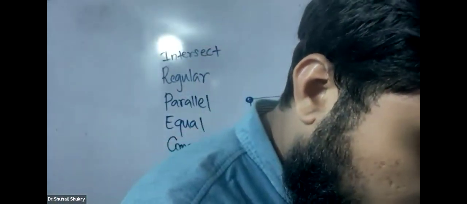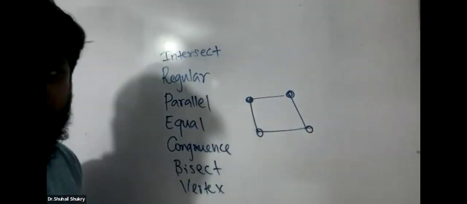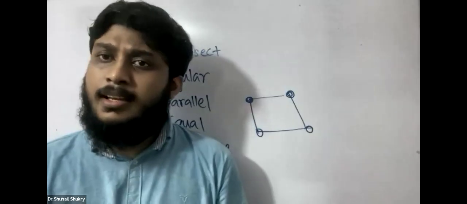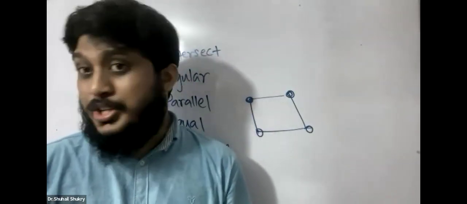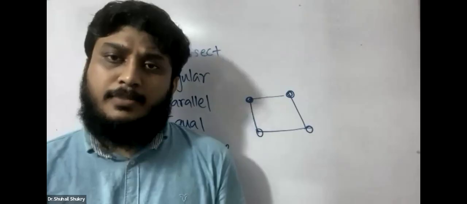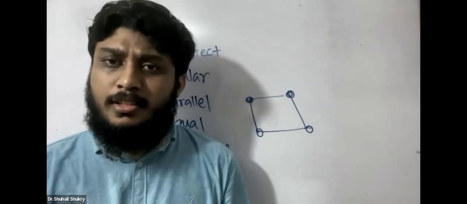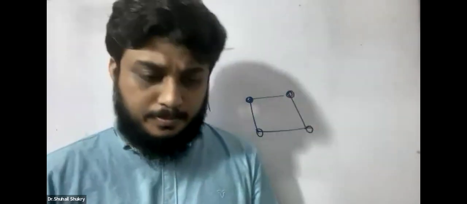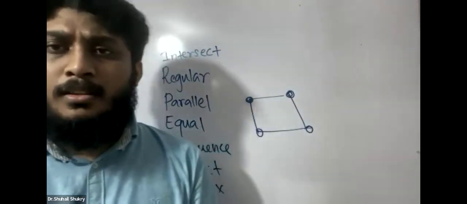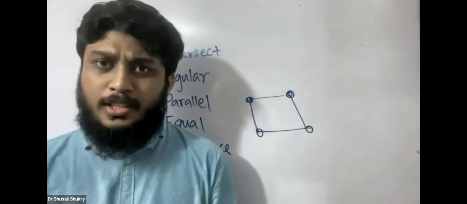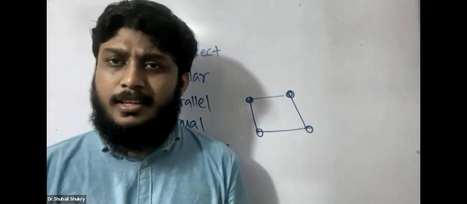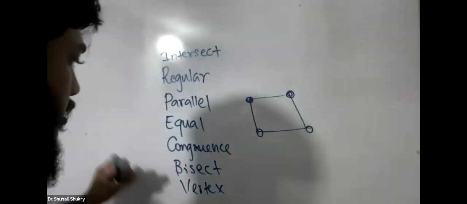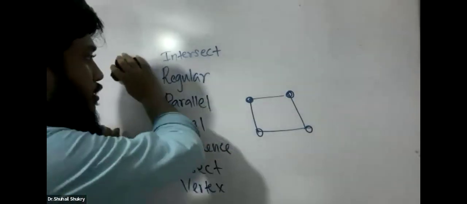Here we come to the most important, the last theorem we are going to learn today. After that, we are going to do questions. Question is the main part. Intersect means the lines which join each other. Now under parallelogram, listen carefully. Parallel lines go in the same direction. Lines which go in the same direction are parallel.